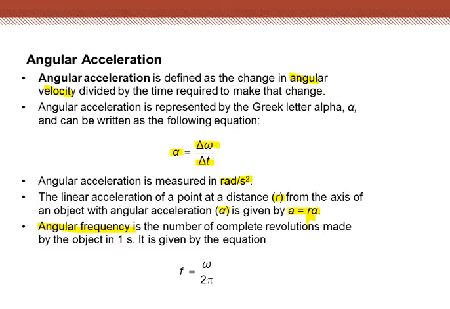Now, in what we're going to talk about here, we're going to have an angular frequency, and we have a formula to find the angular frequency. And we do that by taking the angular velocity divided by 2 pi. So the angular velocity divided by 2 pi, that will give us how many cycles we'll make in 1 second.